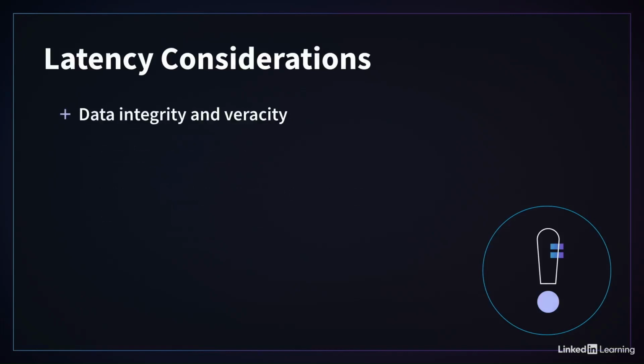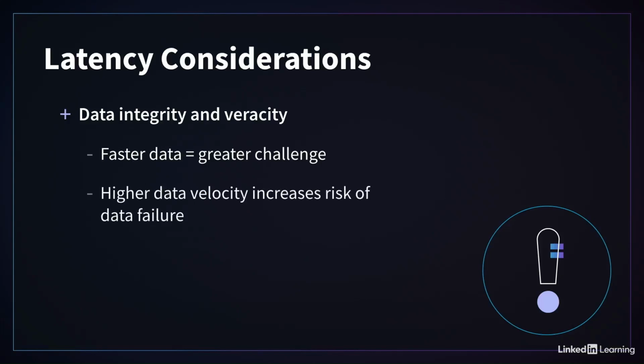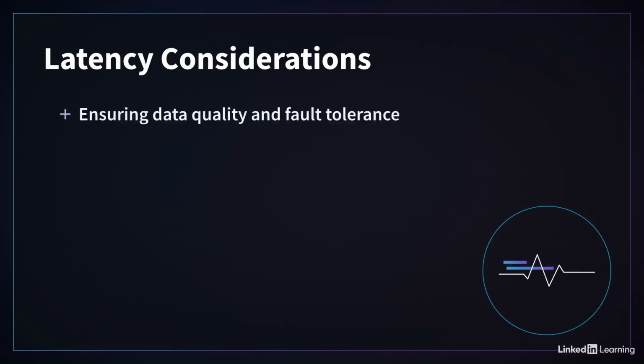But there's also another side to it. Increasing our data throughput does introduce a lot of new challenges, particularly with data integrity and veracity. More data moving quickly will typically lead to more errors, such as incomplete records or corrupted data, which can really have a bad impact on our forecasting model's performance. Garbage in, garbage out, as the saying goes. To ensure that our forecasts are reliable, we need robust systems.